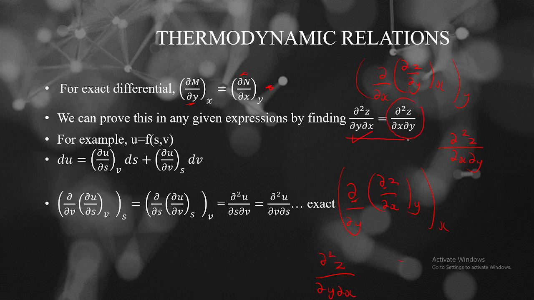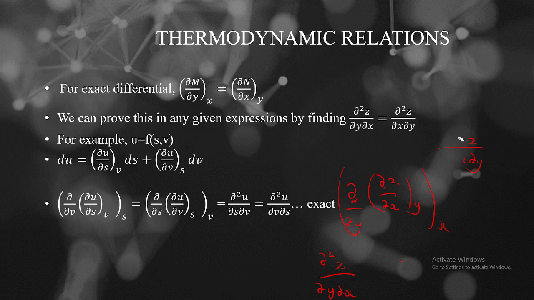So that's how we go about it. It's just going to be the second derivative of z with respect to x and y is the same as the second derivative of z with respect to y and then x. So this is y first and then x. This is x first and then y, right? The second partial derivative. Let me be a bit more specific. So yes, that's how we go about it.